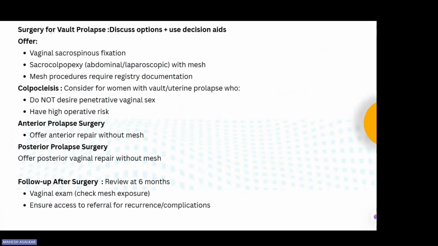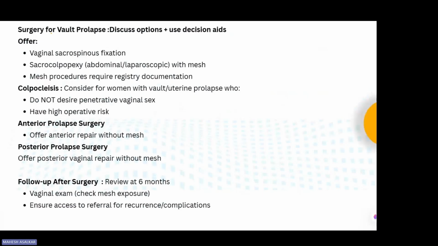And for both, that is the uterine prolapse and vault prolapse, another option is colpocleisis. Okay. Consider it for women with vault or uterine prolapse who do not desire penetrative vaginal sex and have high operative risk. So these patients can go ahead with colpocleisis.